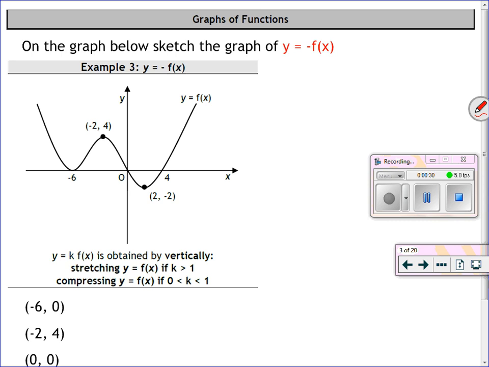Remember, our negative is outside the bracket, therefore it's the y values that are affected, the x values stay the same.